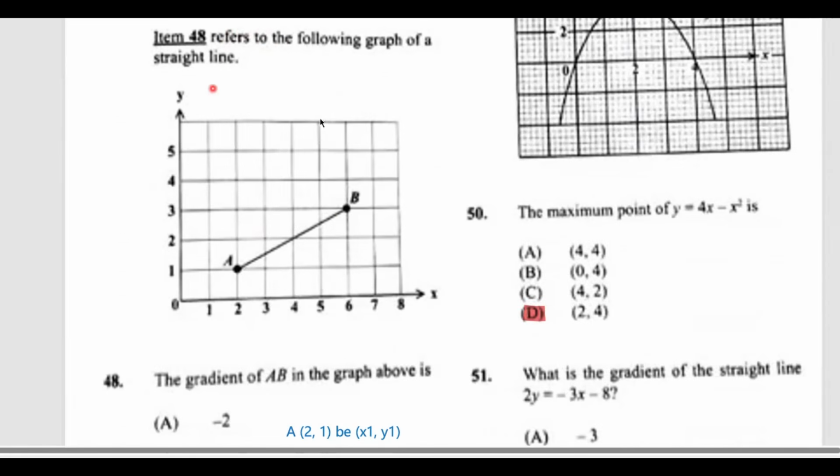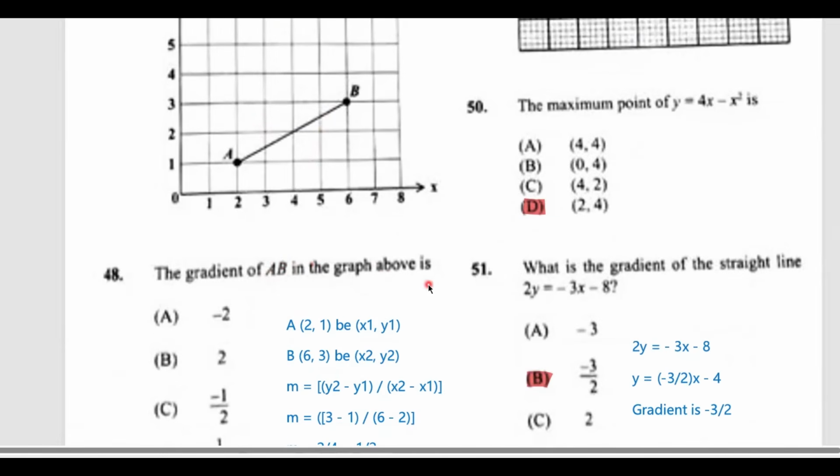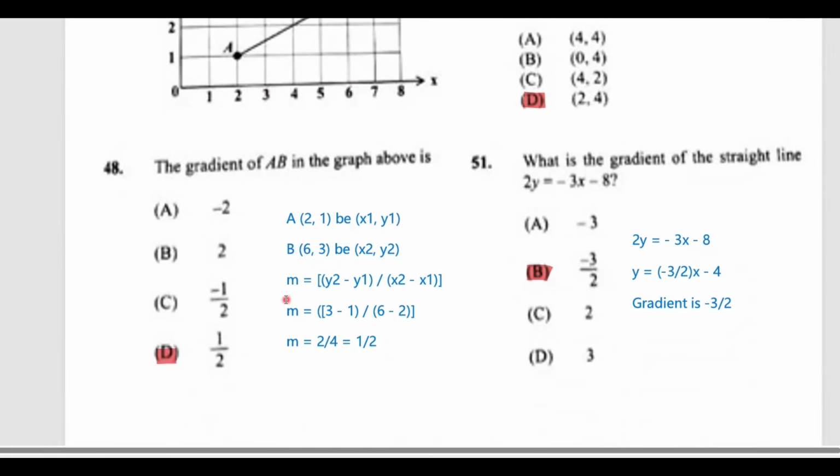48 refers to the following graph of a straight line. The gradient of AB is, well, the coordinates of A is 2, 1. Let's call that x1, y1. Coordinates of B will be what? 6, 3. That's x2, y2. You know, formula for m is y2 minus y1 over x2 minus x1. That'll be what? 3 minus 1 divided by, what's x2 minus x1? Be 6 minus 2. You get 2 on 4, and that'll reduce to half. So that's D.